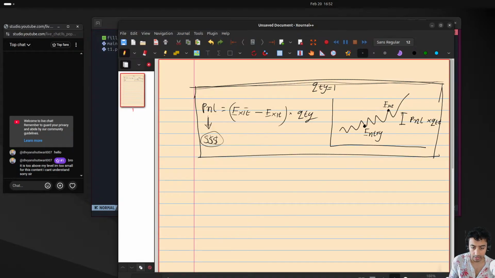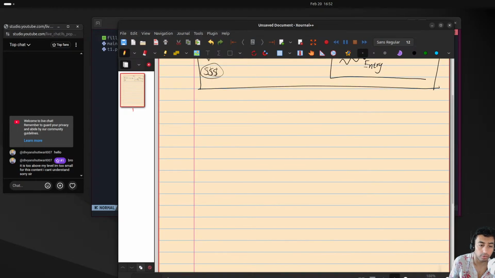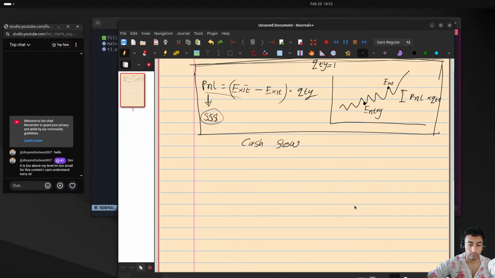So we have a P&L calculation. Another way to think about P&L is, we'll scroll down a little bit, in terms of cash flow. What you can think about is, say here we're going to buy. So here on the entry we buy the stock, and here we sell the stock.